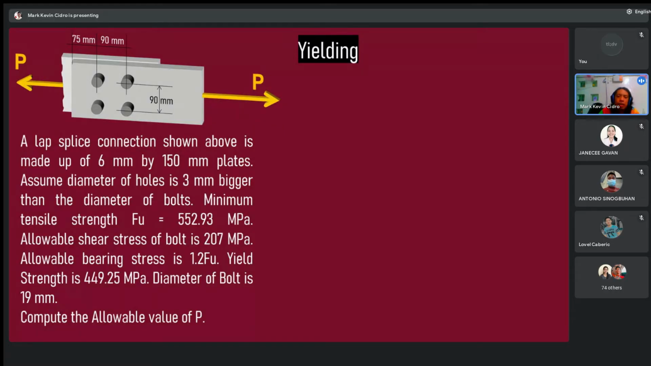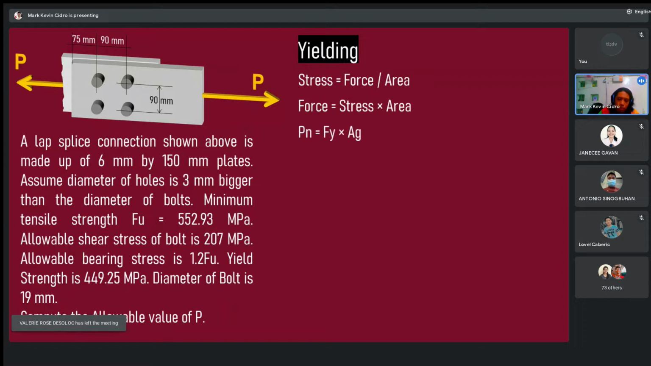Ano ba ang ibig sabihin ng yielding? Okay. Di ba alam natin na stress is equal to force over area. Yan ang una-unang itinuro sa strength of materials. So rearranging this formula, we have force is equal to stress times area. Okay, so ito ang pinaka-basis ng ating analysis. Force kasi ang hinahanap, di ba? Value of P, and that means force is equal to stress times area.